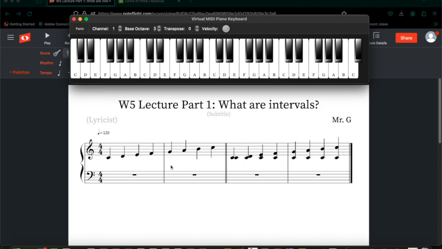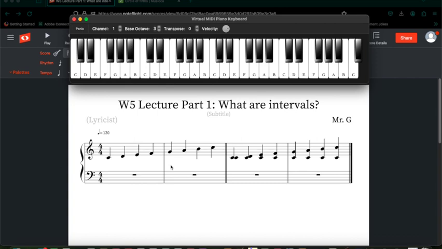So, intervals. The simplest explanation for what they are is the distance between any two notes. So, for instance, the distance from C to G. That is an example of an interval. Or you can do D to F.